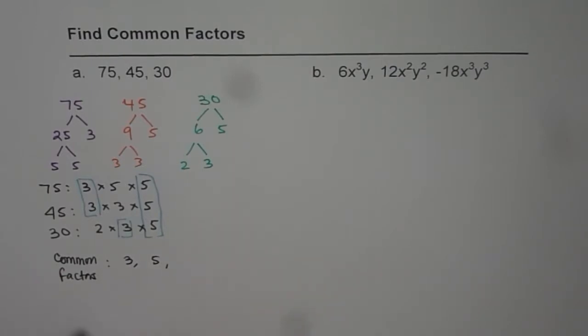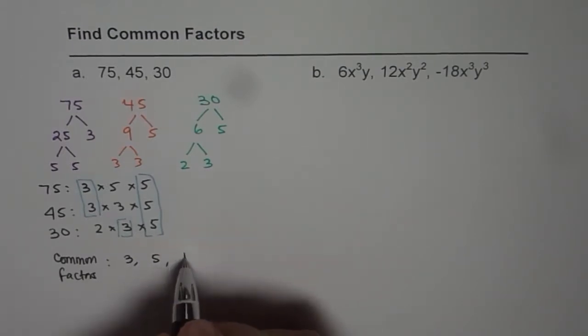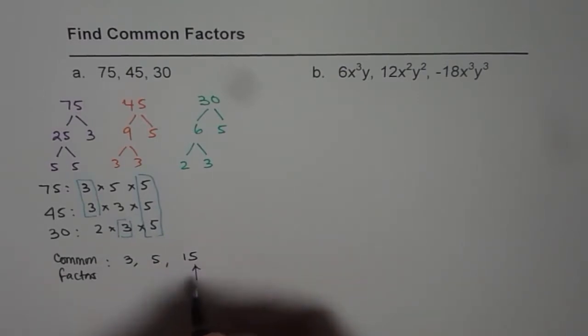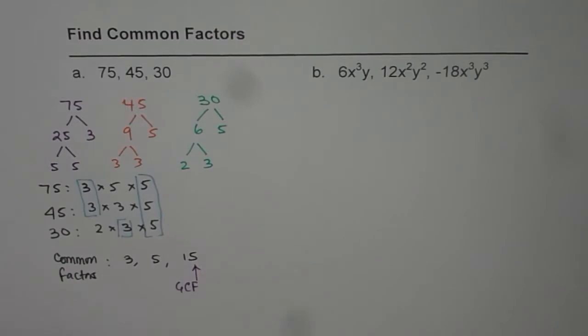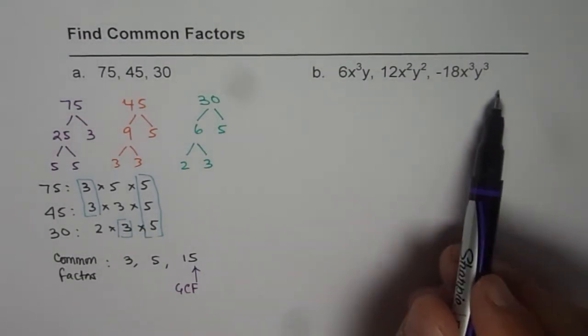If 3 and 5 are common factors, then their product is also a common factor. 15 is also a common factor. Now soon you'll realize that this is the greatest common factor, right? 15 is the greatest common factor. So in our case, we got 15 as the greatest common factor. Okay. Now let's do the prime factorization for the terms.